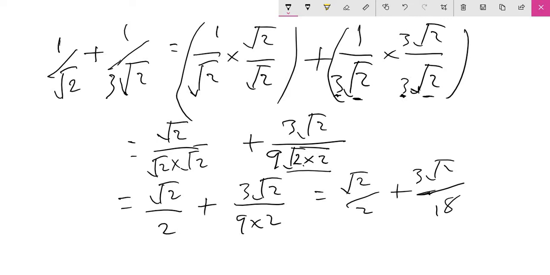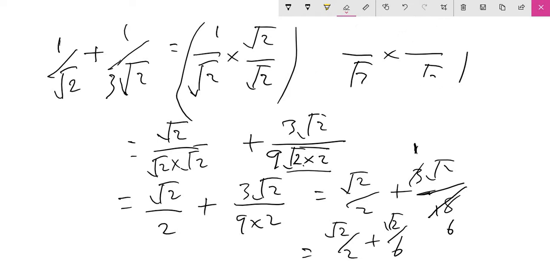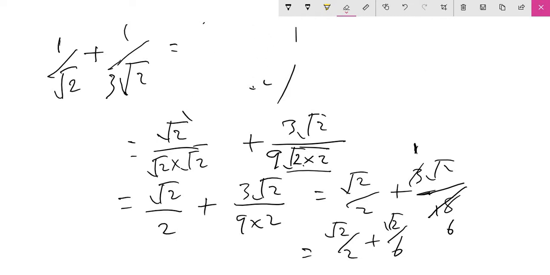Now of course we can do a little simplification here. 18 is divisible by 3, right? 6 times. So this further simplifies to root 2 over 2 plus root 2 over 6. And guess what? They are like terms, so we can actually add them, right? Let me create some space. I think I'm writing a little too big. I hope you can bear with me. So what I'm trying to do is root 2 divided by 2 plus root 2 divided by 6.